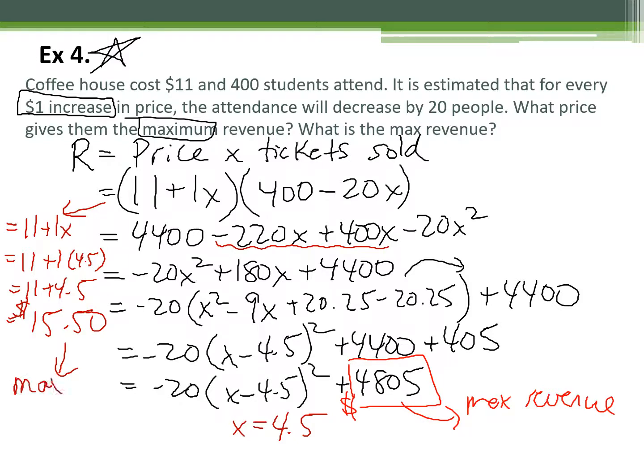So, max price. If Trinity charged $15.50, they would be, quote unquote, greedy enough where they wouldn't lose so many customers that they would still be able to make a maximum revenue of $4,805. Again, make sure we know how to do something like that. It's a very good question.